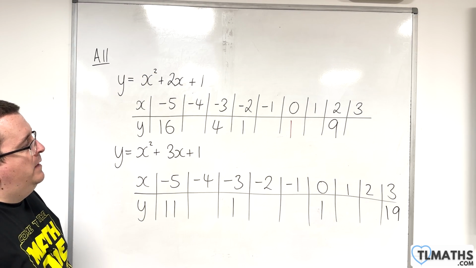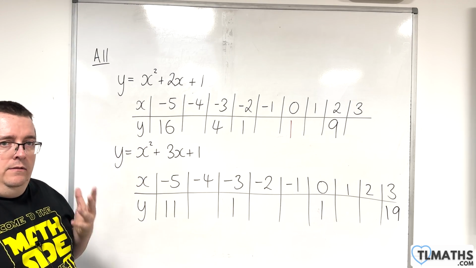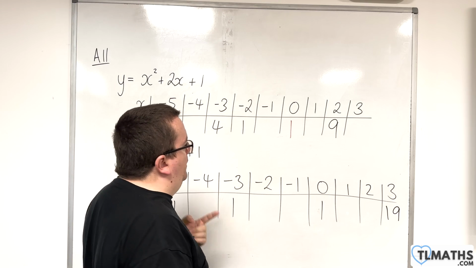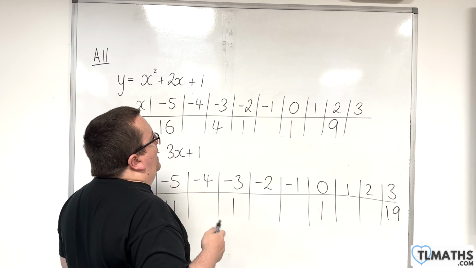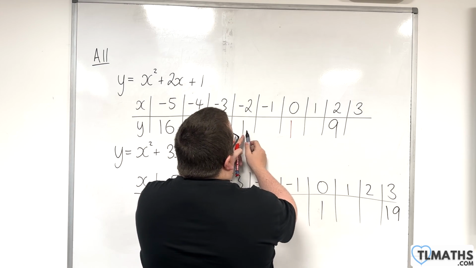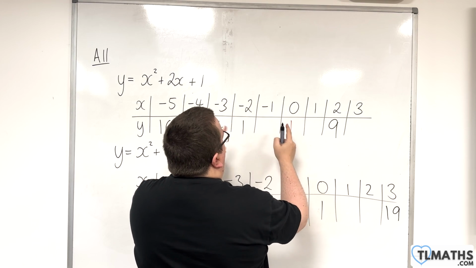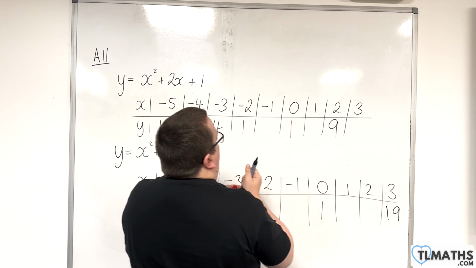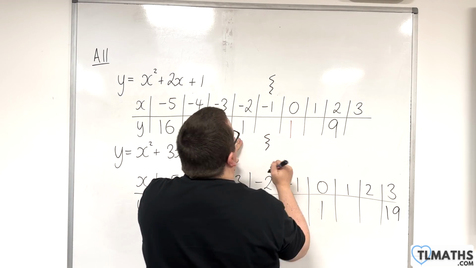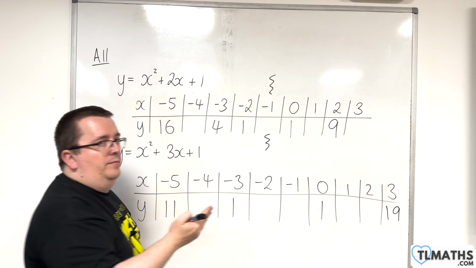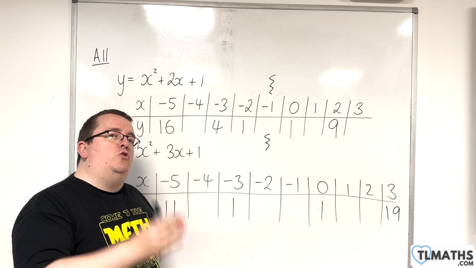Now what you should then see just from that first value is that there is a line of symmetry here, because here I've got -2 is 1 and 0 gives me 1. I'm getting the same y values. Because you're getting the same y values, that's telling you that the line of symmetry is here. Because the parabola has a line of symmetry, there must be a line of symmetry in the table.